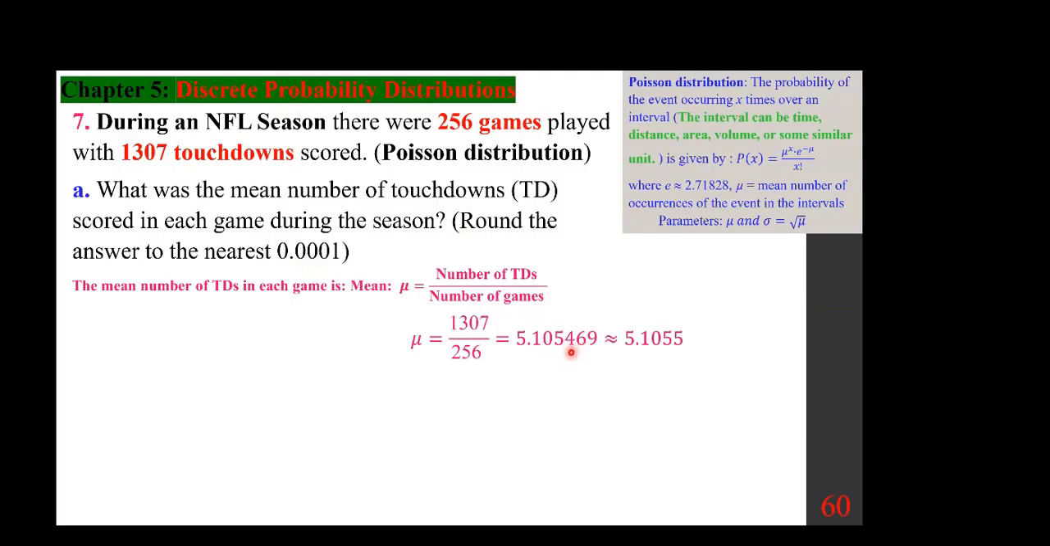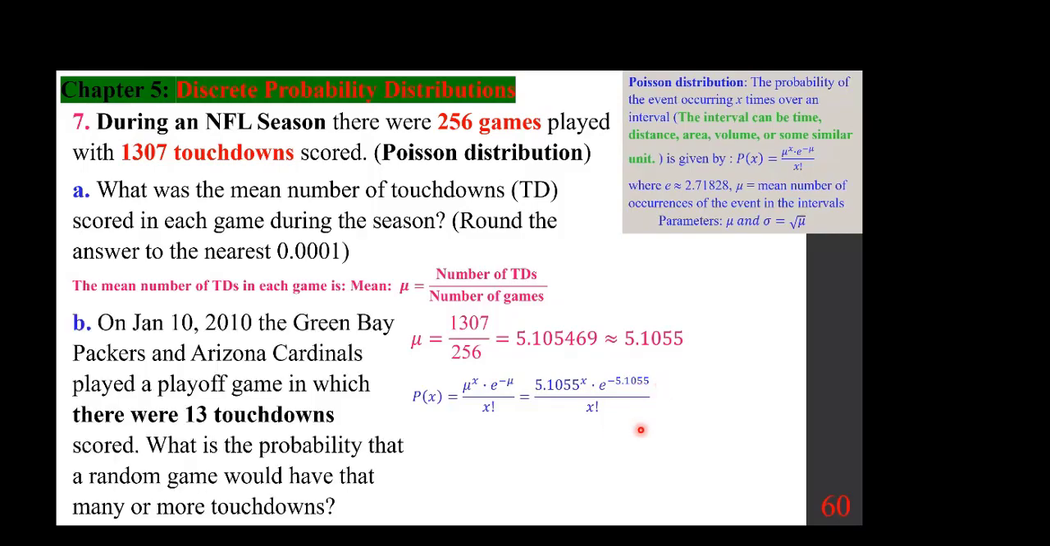So pay attention to the rounding accordingly. So the formula for this Poisson distribution, which is mu to the power of X, now we change the mu to this number, e to the power of minus mu, minus 5.1055 over X factorial. So that's the general formula.